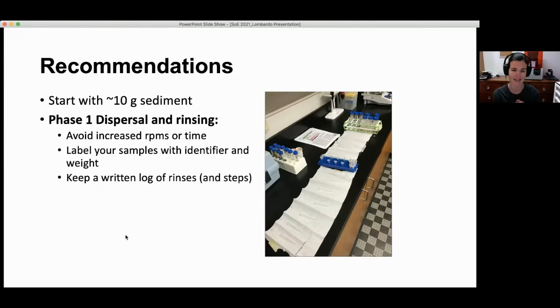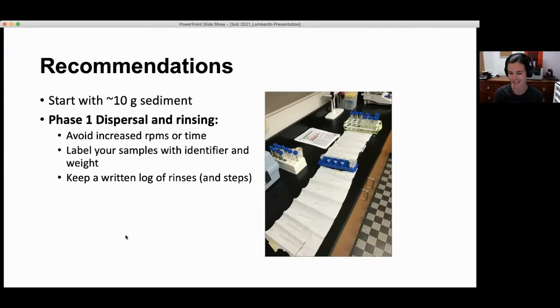And have a notebook handy and write down everything you do, because you just don't know when you'll be interrupted in the lab or how you may want to compare your processing methods down the line. So having a detailed and organized processing protocol will help you in the long run.